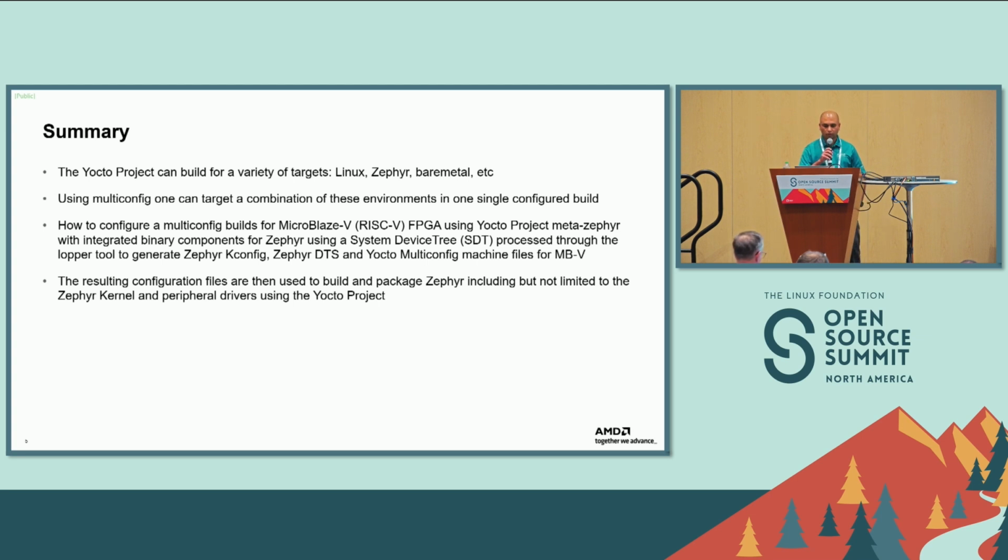And in today's talk, we talk about how we configure the multiconfig for MicroBlaze-V, which is a RISC-V based FPGA, and we use the meta-zephyr layer along with the meta-Xilinx layer. We use the System DeviceTree and pass it through the lopper tool to generate the Zephyr Kconfig, the board DTS, the SOC DTS, and the Yocto project multiconfig files for the MicroBlaze RISC-V. The output of these configuration files will be used as the input to the multiconfig build system.